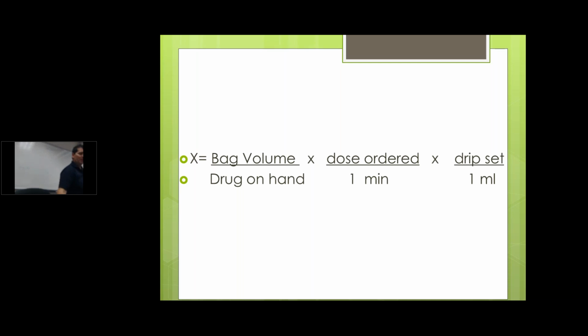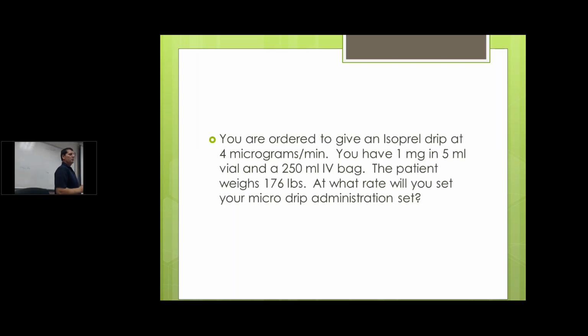Okay, so I'm going to pop this one up. You're ordered to give an isoprel drip at 4 micrograms per minute. You have 1 milligram in a 5 ml vial, and you have a 250 cc bag. The patient weighs 176 pounds. At what rate are you going to send your micro drip administration set? So I'm going to set this up on the board as you guys are doing it there. So what is our IV bag?